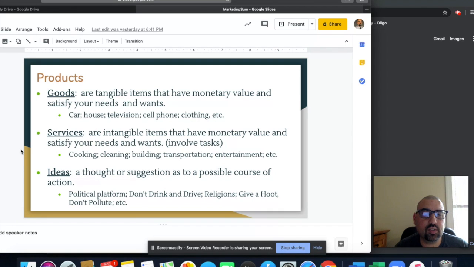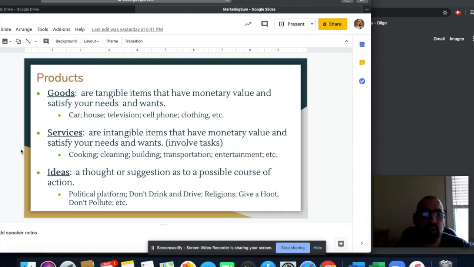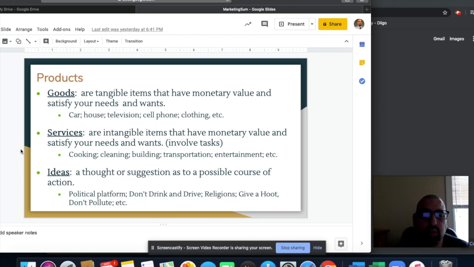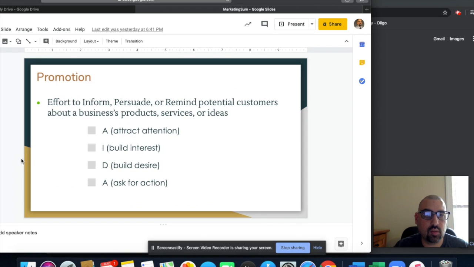Ideas are a thought or suggestion as to a possible course of action. This is really looking at things like political platforms. When they're having political campaigns, they're pitching ideas on what they want to do or can do, and then they want you to act on it. So they're asking really for some action.